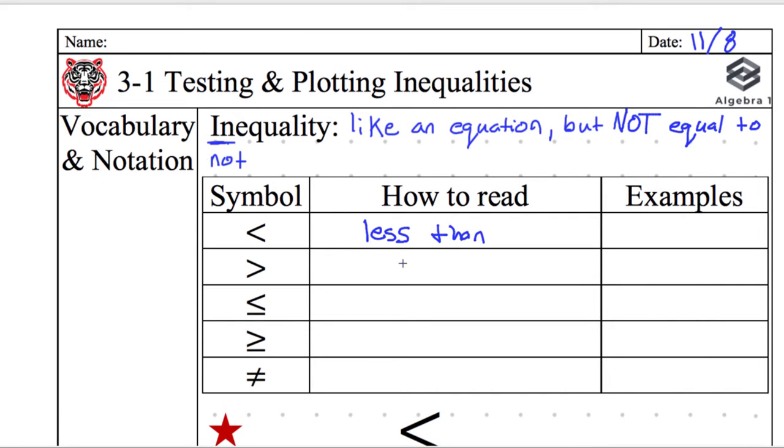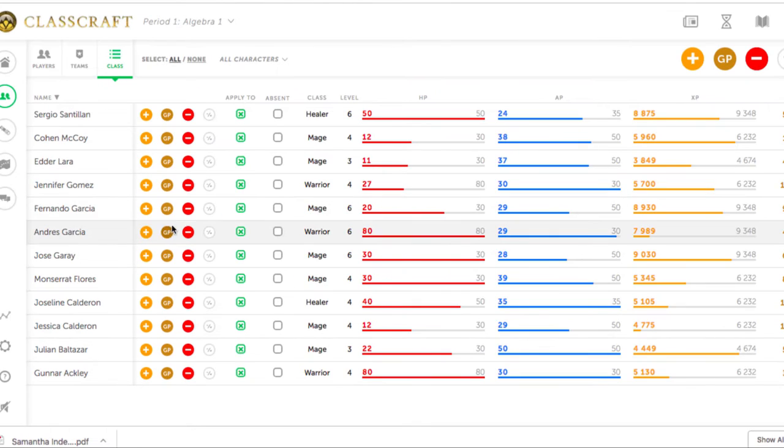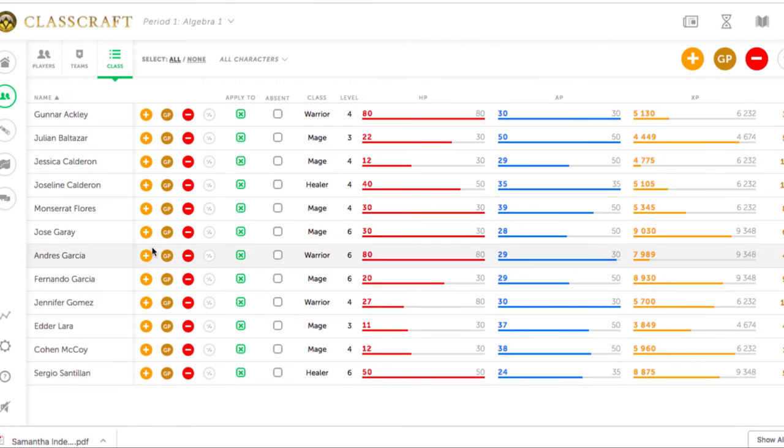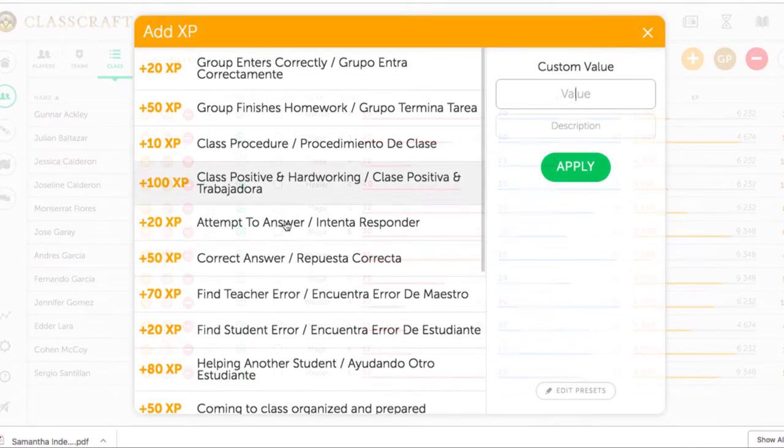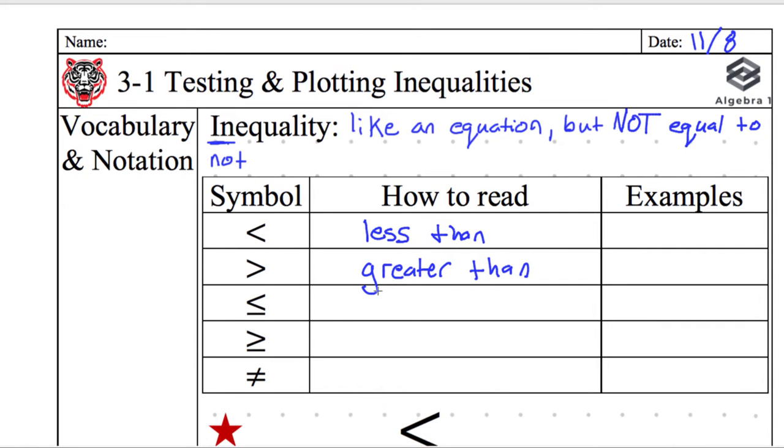Okay. Therefore, this one is a quiet raised hand. What, Monse? Greater than. Write it down. Greater than. Thank you, Monse. Let's go that direction. So there's my M for Monse. Cool. What about this one?